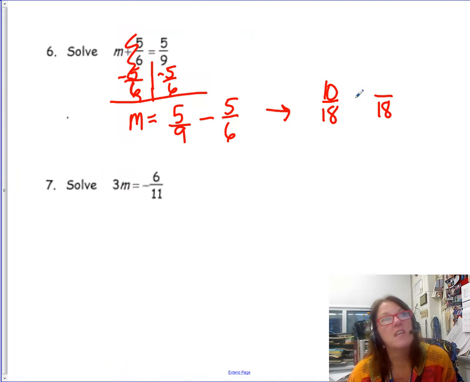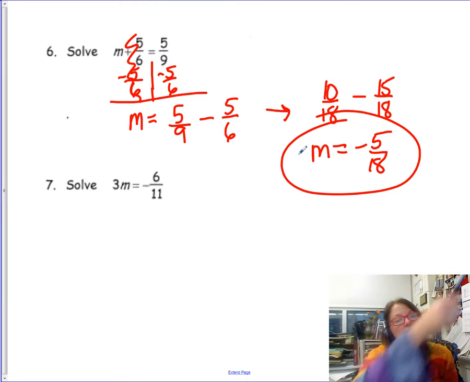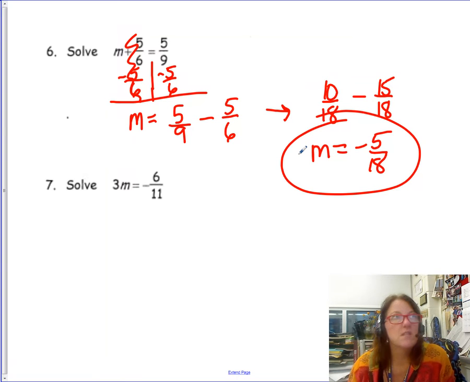5/9 becomes 10/18, 5/6 becomes 15/18, and you're subtracting. Aha, m is negative 5/18. Use your calculator to check it out, plug it back in, take negative 5/18 plus 5/6, boom, there's your answer.